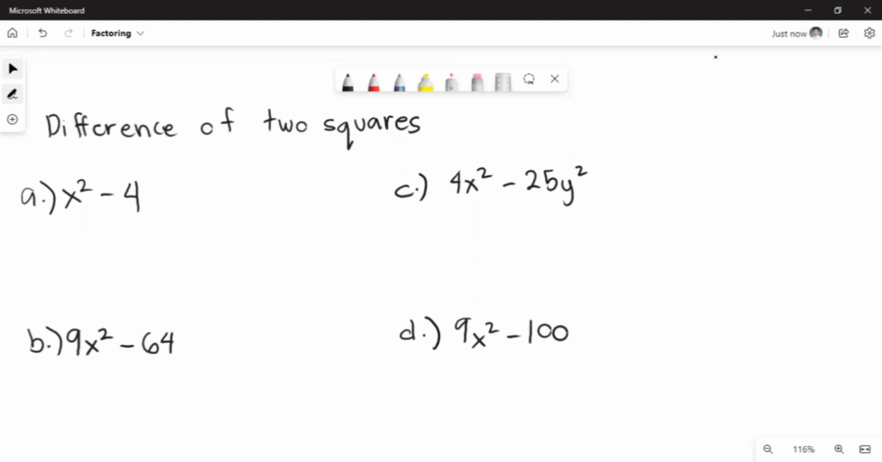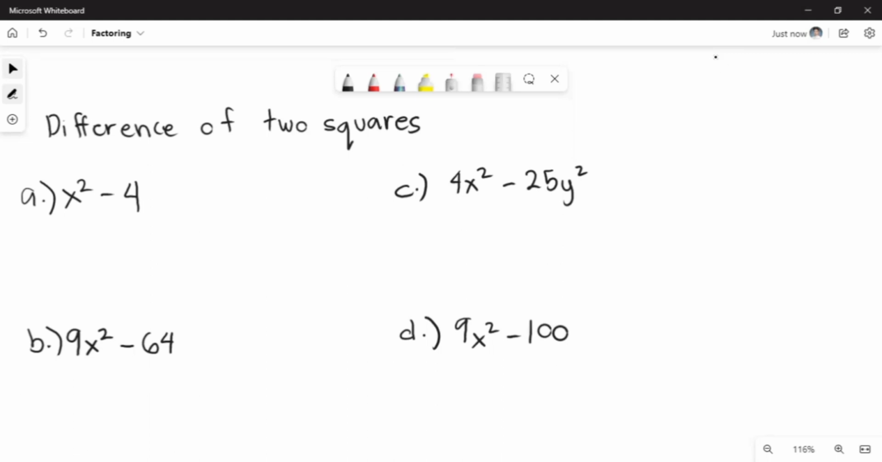And of course, if there is a minus sign between the two terms, the operation involved is subtraction. Or basically, the two terms have different signs. So again, it is a binomial where each term is a perfect square, and they have different signs. So let's have the first example, x squared minus 4. Now we know that x squared is a perfect square, and 4 is also a perfect square. And these two have different signs, so it is a difference of two squares.